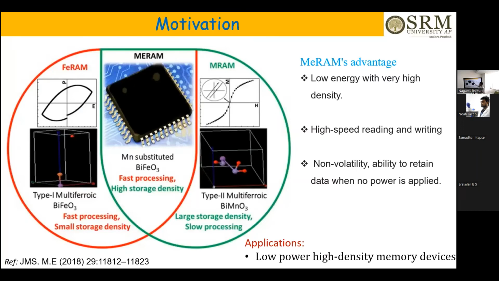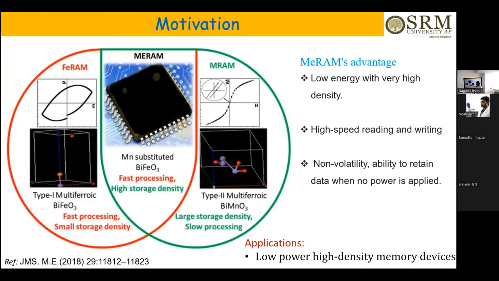Whereas in MRAM, magnetic random access memory, this is a type 2 multiferroic. An example is bismuth manganese oxide. In this system, we are using large storage density. That material has large storage density and low processing.